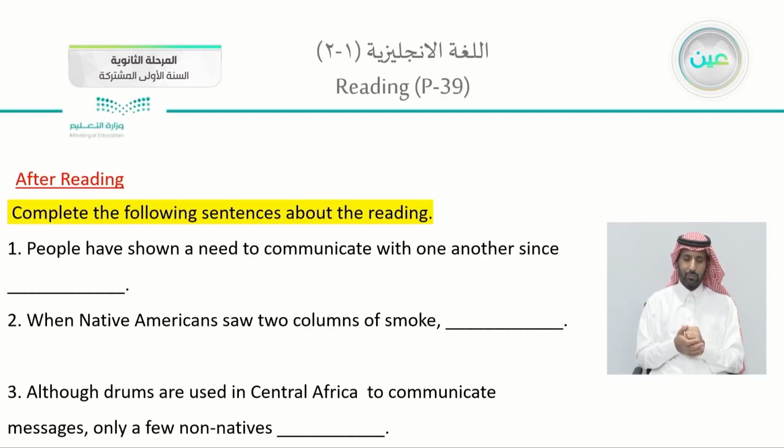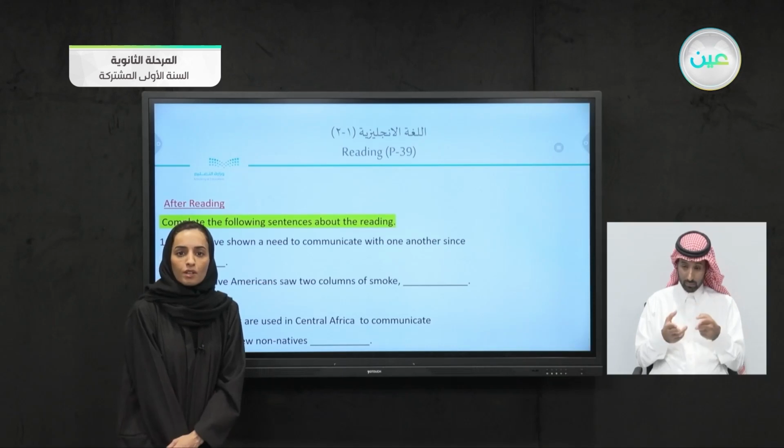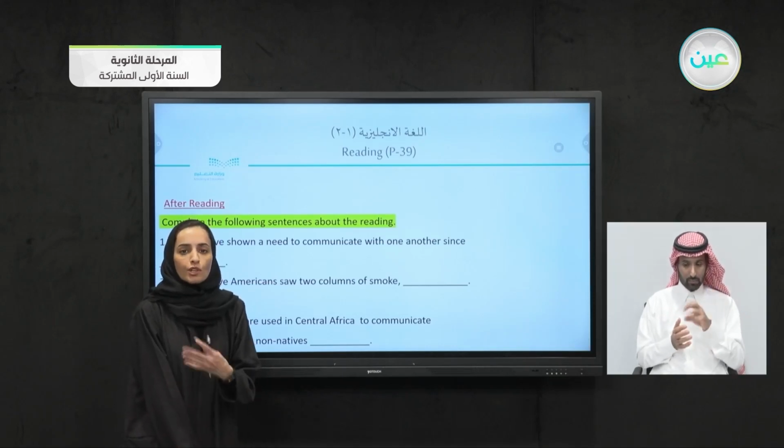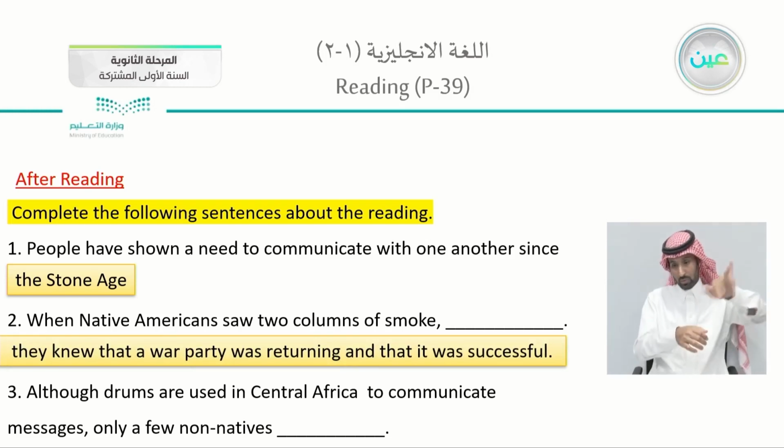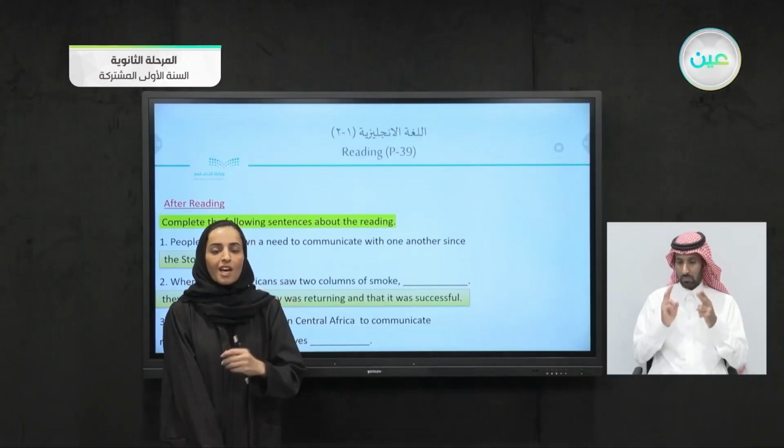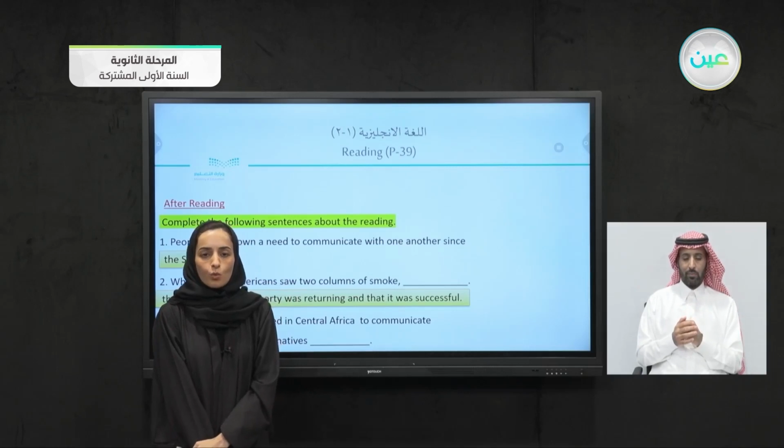Okay, let's complete these sentences on page 39 of your book. Complete the following sentences from your understanding of the reading. People have shown a need to communicate with one another since when? The 20th century? No, older, the ancient ages. Maybe we can say the Stone Age. When Native Americans saw two columns of smoke, what does it mean? It has a meaning, which is they knew that the war party was returning and it was a successful one. That a party of war is coming and they are winning. They have won the war.